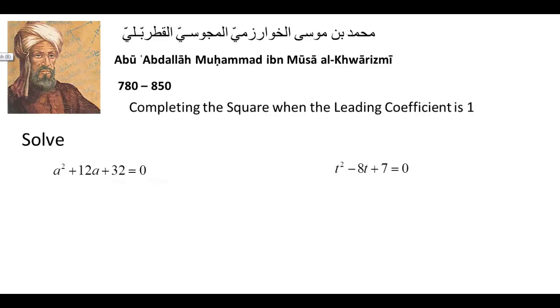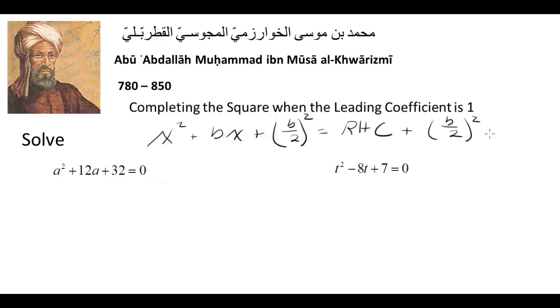To do that, basically, we remember the form. The left-hand side, we want to make it look something like this: x squared plus bx, and whatever other numbers might be floating around on the left-hand side, we want to get them on the right-hand side. And then once we do that, we are going to add (b over 2) quantity squared. Of course, if we add it to one side, we have to add it to the other side. So that's our strategy. So let's do that for both of these equations.